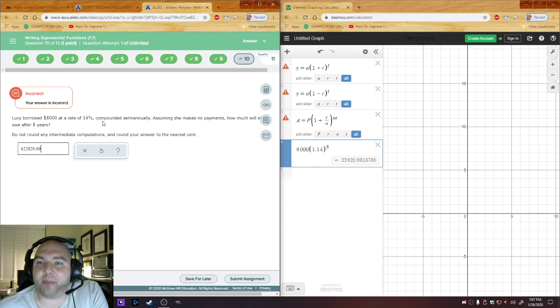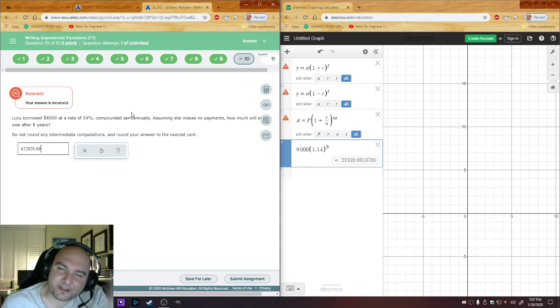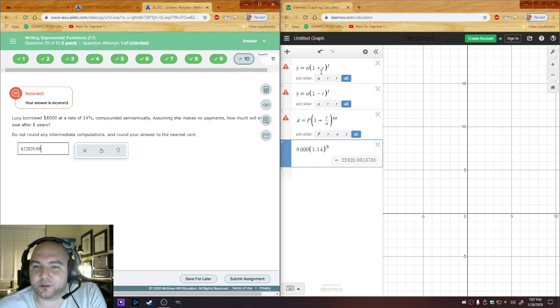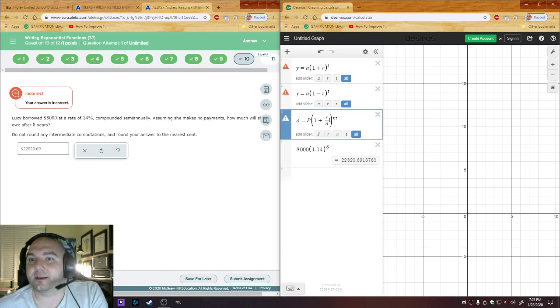It says it was compounded semi-annually. I didn't read compounded semi-annually. I just put it right into exponential growth. But this isn't just exponential growth. This is compounded exponential growth. So I should have put it into this formula. So let me put it into this formula.